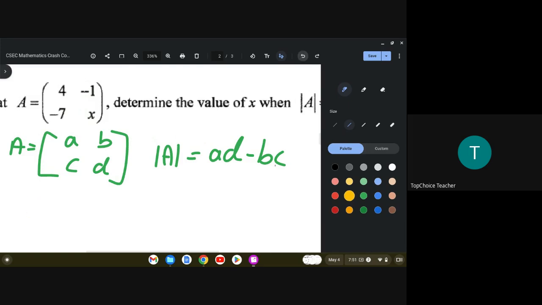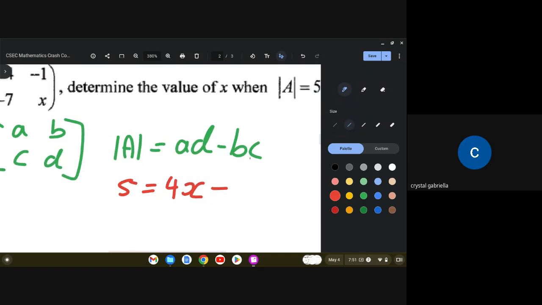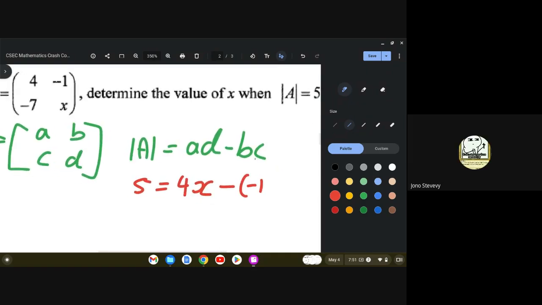You will put 5 because we know the determinant. 5 will be equal to, I'm going to put it on this side here, right under the formula. 5 will be equal to, what is A? 4. What would be D? x. Minus, what is B? Negative 1. And what is C? Negative 7.